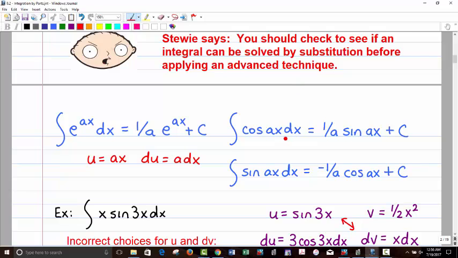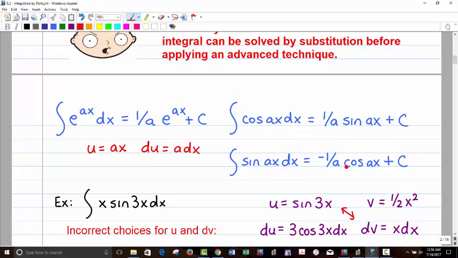Now you see the only difference here is there's a negative. That's because the antiderivative of sine is negative cosine. But these would just be quick to write down, and you'll see why coming up in some of these other problems, why that could be a little time saver.